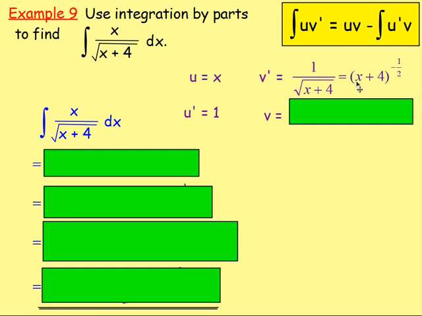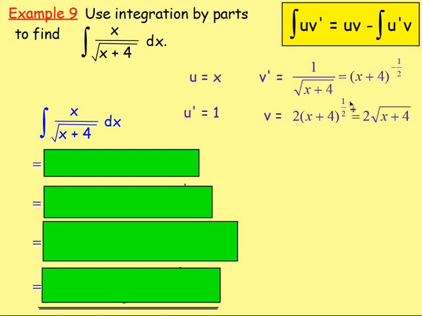We will integrate it to get v. So if you integrate, you add 1 to the power, so that goes to the power of a half. Divide by the half is the same as multiplying by 2. So it'll be 2 times the x plus 4 to the power of 1/2. And if you rewrite that, that'll be 2 times the square root of x plus 4.